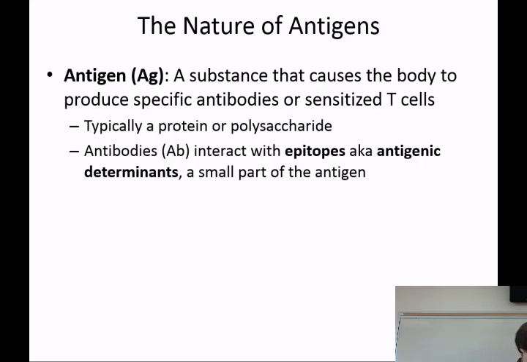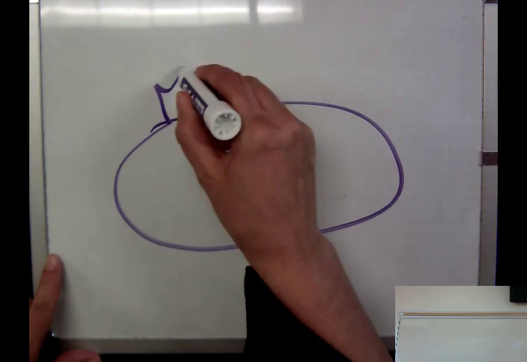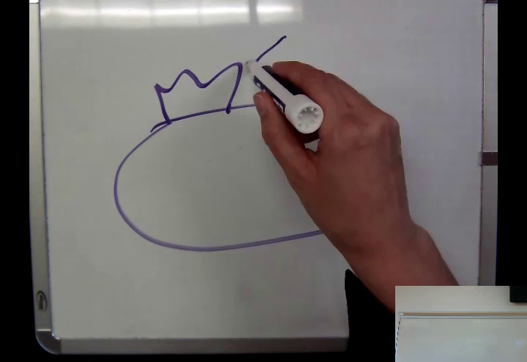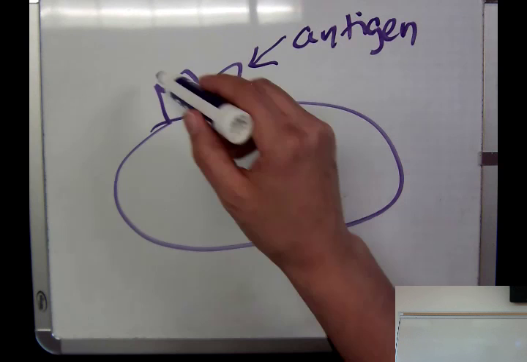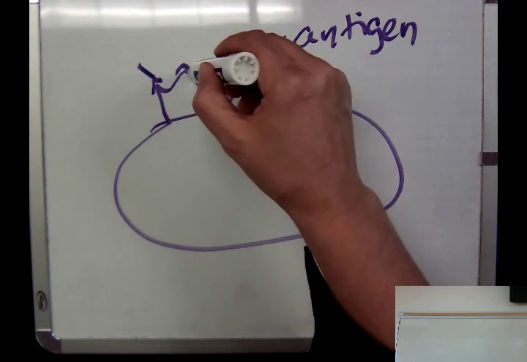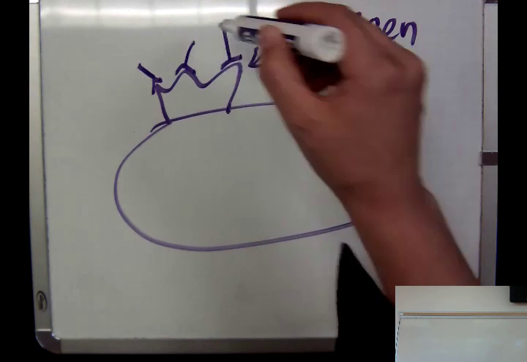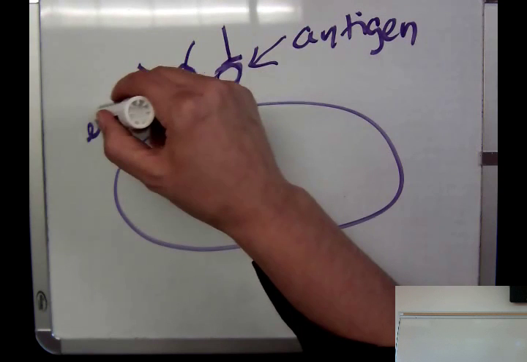So just to diagram what that looks like, let's suppose that this is a cell, and there's something sticking out of it that can be seen. That's an antigen. But there are different parts of this that might be recognized by different antibodies. And these individual parts of the same antigen are different epitopes.